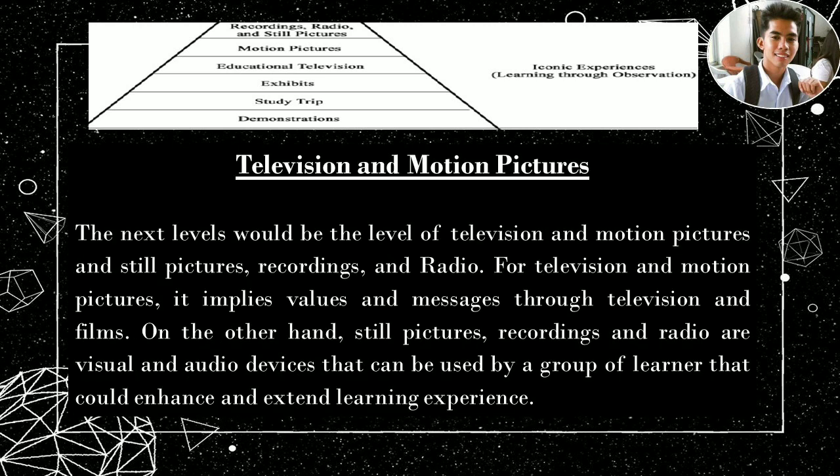The television and motion pictures. The next level would be the level of television and motion pictures, and still pictures, recordings, and radio. Television and motion pictures imply values and messages through television and films. On the other hand, still pictures, recordings, and radio are visual and audio devices that can be used by a group of learners that could enhance and extend the learning experience.